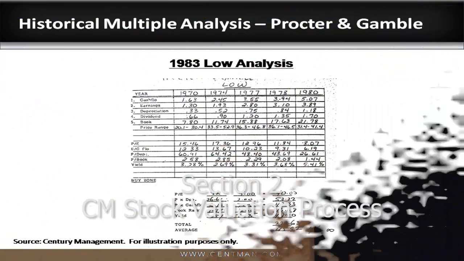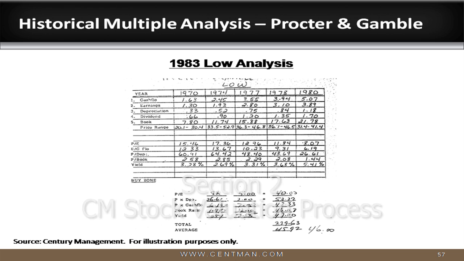So I went back into our corporate libraries and pulled out an earlier version of our HMA. This is from 1983. It's the first page of a 4-page HMA at the time. It was for Procter & Gamble, and Arnold at this point was looking at the low prices of the stock and getting his buy point.